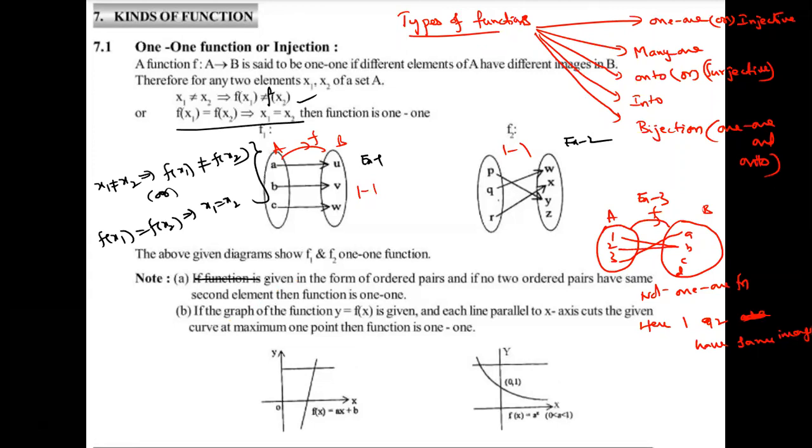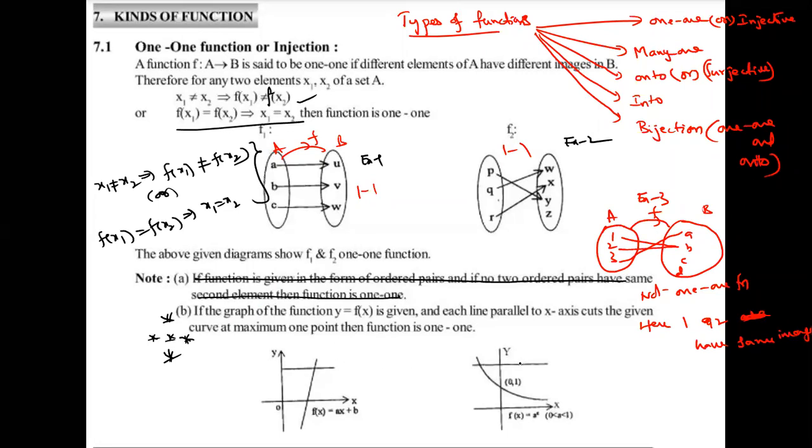Note 1. Already told you. So, what is the note 1? Both elements do not have any same image, that's the meaning. Note B, triple star, 4 star, 5 star, anything.